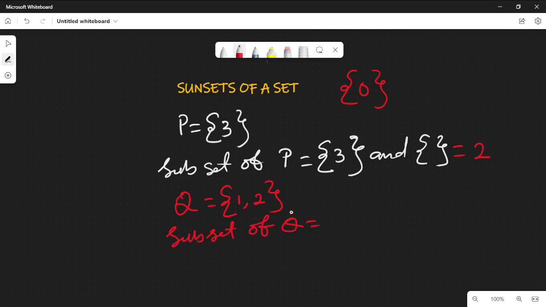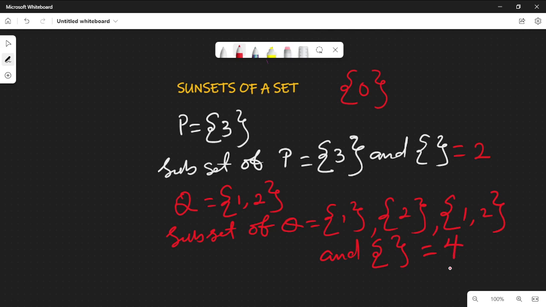So for us to be able to get the subsets of Q, all I need to do is, like, 1 can be a subset of Q. It's also possible for 2 to be a subset of Q. Are you following? And it's also possible for 1 and 2 together to be a subset of Q, that is, Q itself can be a subset of itself, since a set is a subset of itself, and an empty set. So if you count the number of subsets we have here, we have 1, 2, 3, 4. So the number of subsets of Q is equal to what? 4. Am I making sense now?